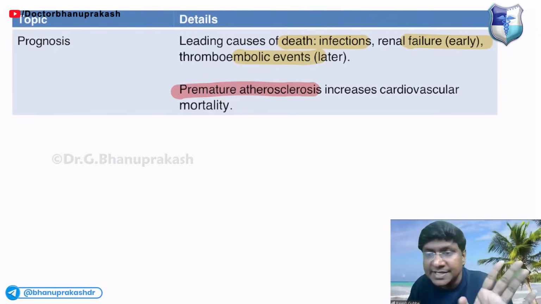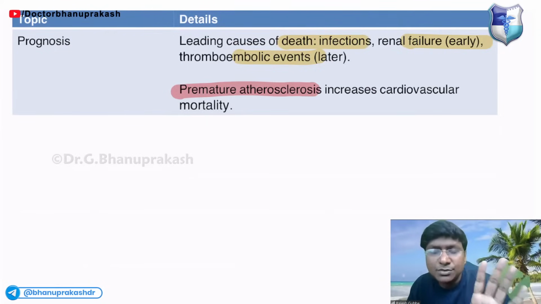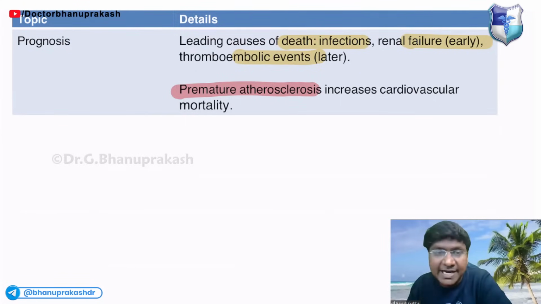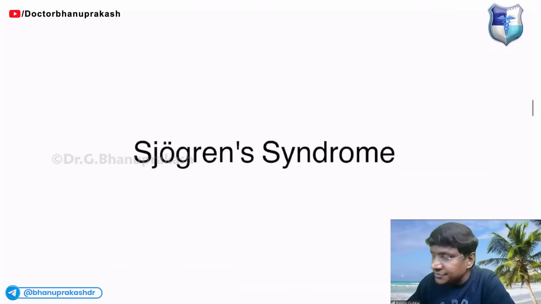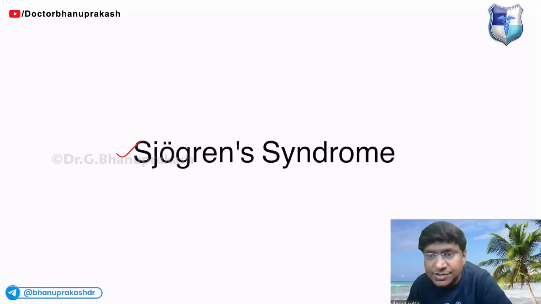Mild cases, NSAIDs and hydroxychloroquine. Moderate to severe cases, glucocorticoids. Cutaneous manifestations, hydroxychloroquine, right? CNS, you need to give the antipsychotics. Overall cause of death, the infections. Okay, so this is about your SLE. SLE is over. Coming on to the next topic for the quick revision, that will be the Sjogren syndrome.